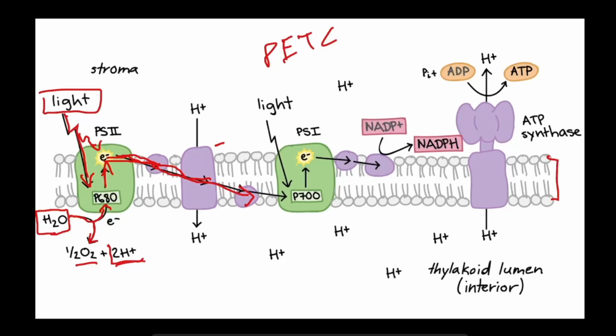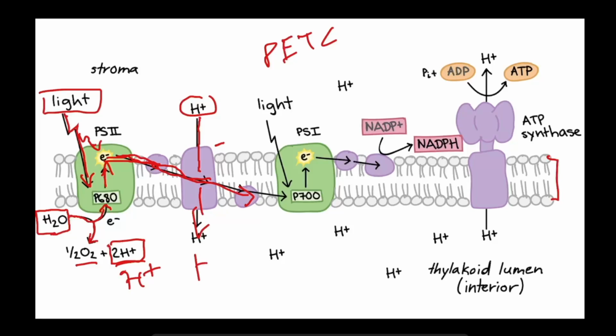Remember when we split water, we already got hydrogens in the inner thylakoid lumen, the space inside the membrane. So we already have hydrogen there. As these electrons move through these proteins, they make them negative. Well, that's going to attract more protons from the outside of the thylakoid, in the stroma. So that's going to pull these hydrogens, because they're attracted to that negative charge, into the thylakoid lumen.